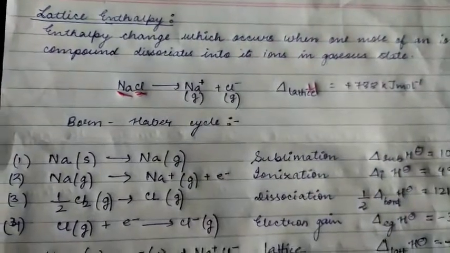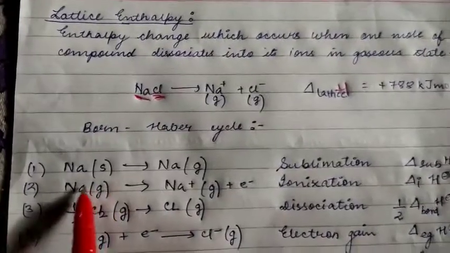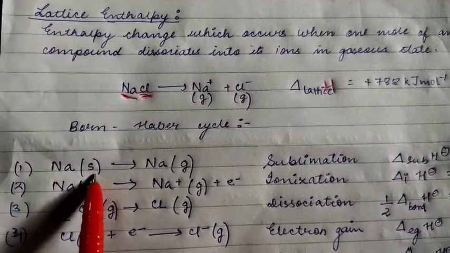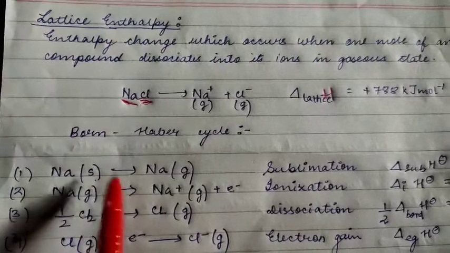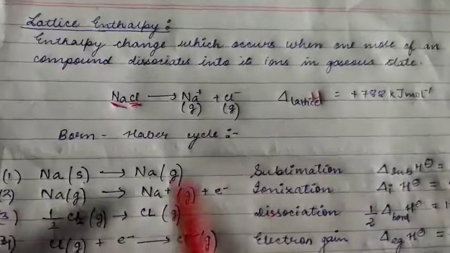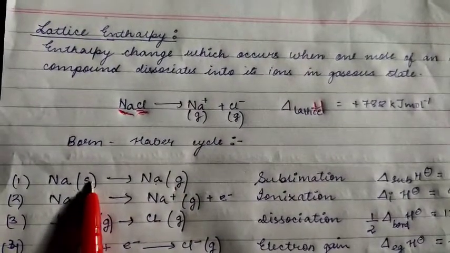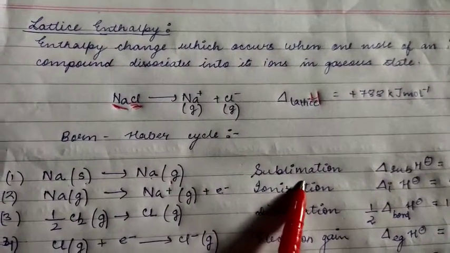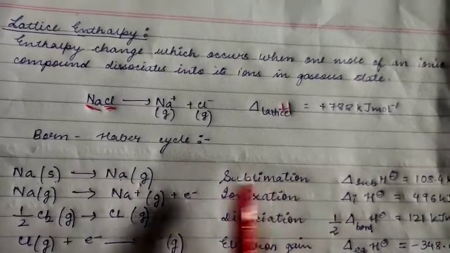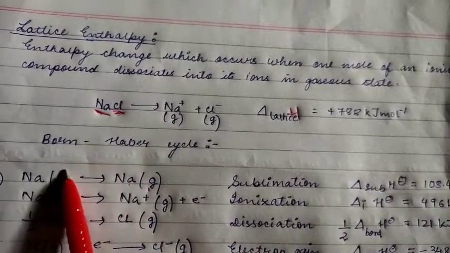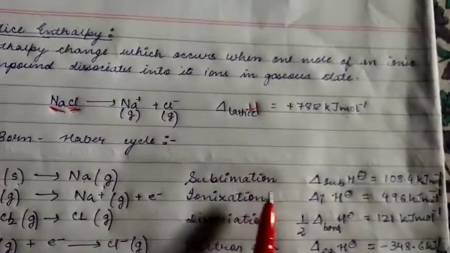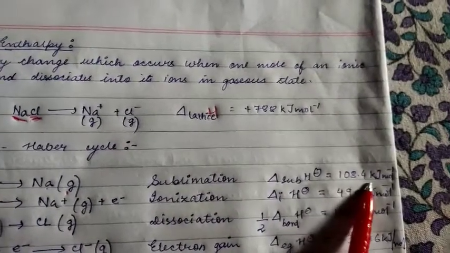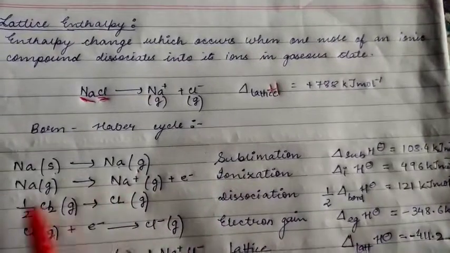So here you can see in the first step, what is there? Sodium. This is the metal solid. This sodium we have to transform into sodium gas. From solid directly to gas, this process is known as sublimation. During this process from sodium metal to sodium gas, the heat required, the enthalpy change, is 108.4 kilojoule per mole.